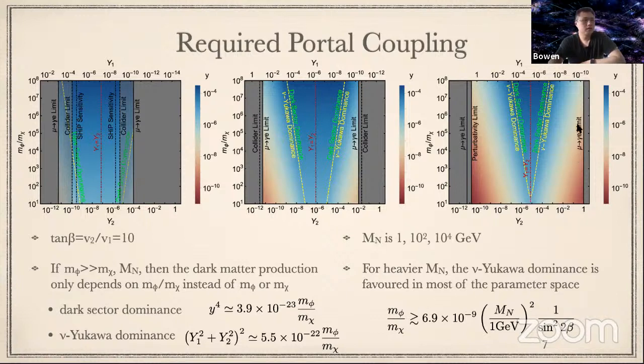And in the figure on the right, you can find some lower limit for the dark sector dominance. This can also be derived analytically. And if you go for some larger neutrino mass like 10^6 GeV, in most of the parameter space, the neutrino portal dominance will be favored.